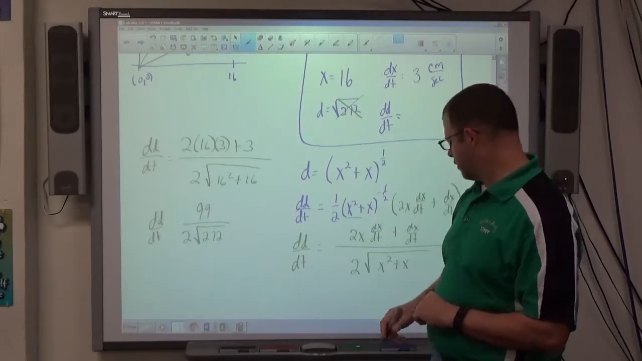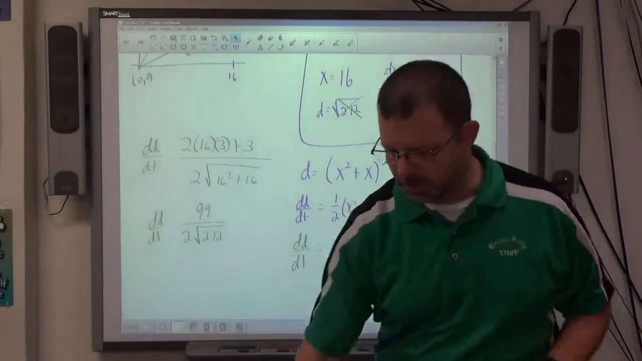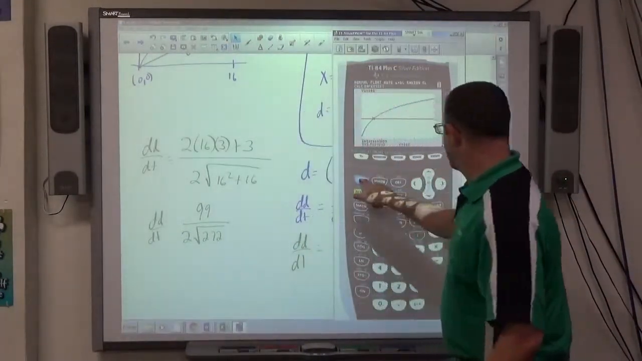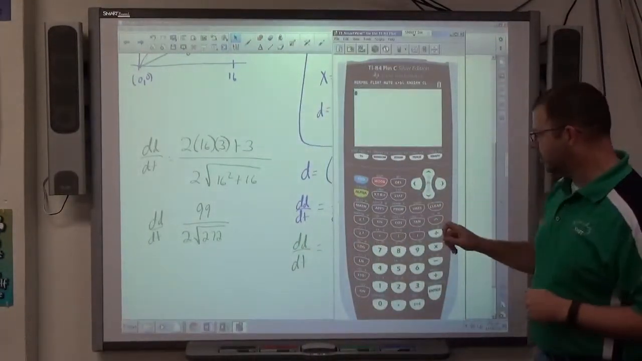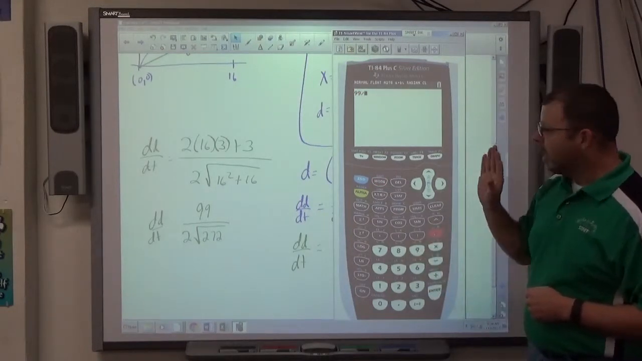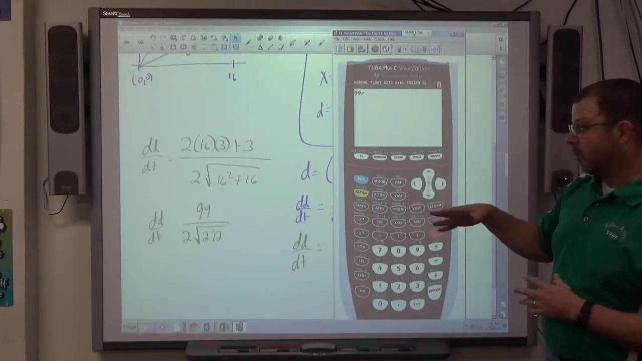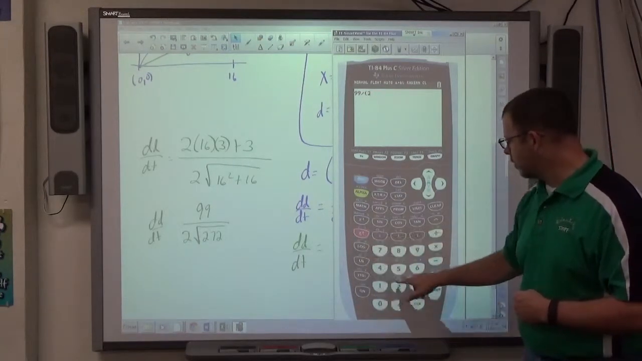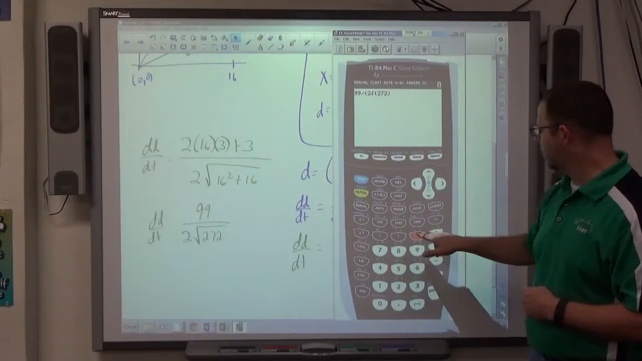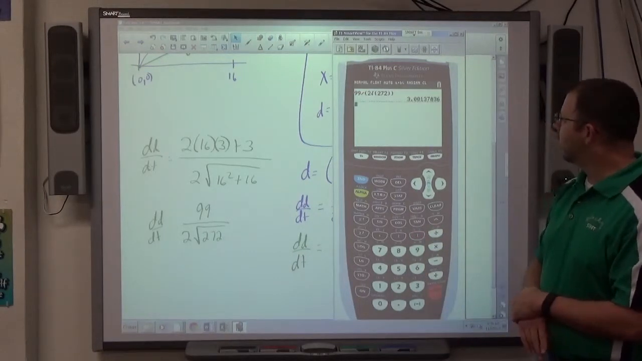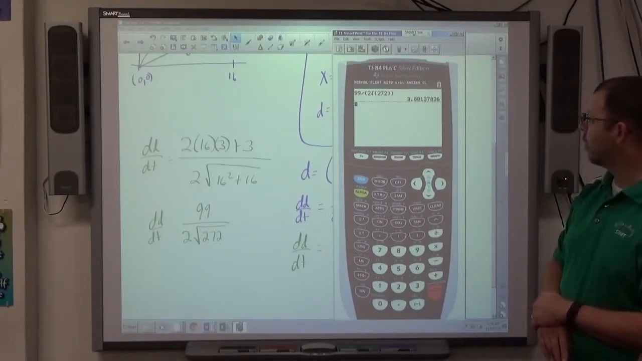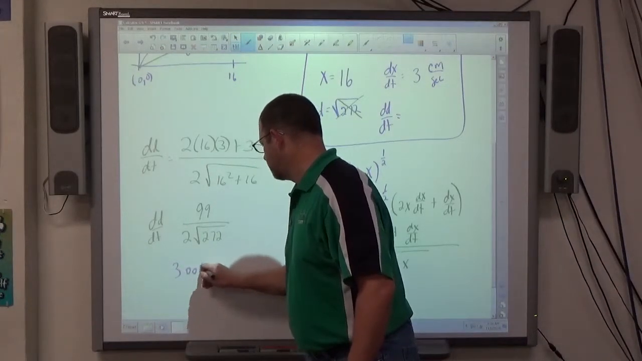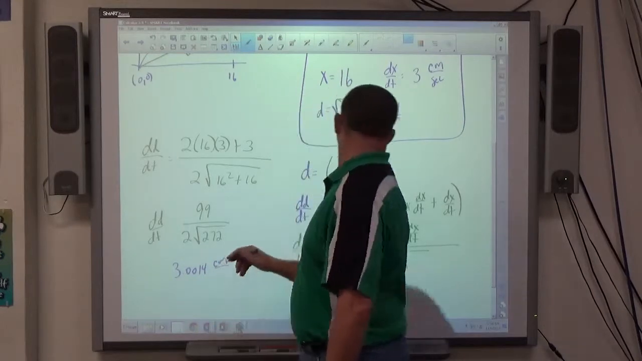I would probably just go ahead and get a decimal approximation at this point. So if I type it in my calculator, in fact I've got one here on the board, choose this one. Clear all this stuff. Alright, so 99 divided by, now what I'm dividing by is 2 times the square root of 272, that's 2 pieces, right? So parentheses 2 square root of 272, in parentheses for the radical, in parentheses for the denominator, we end up with 3.0014 centimeters per second.